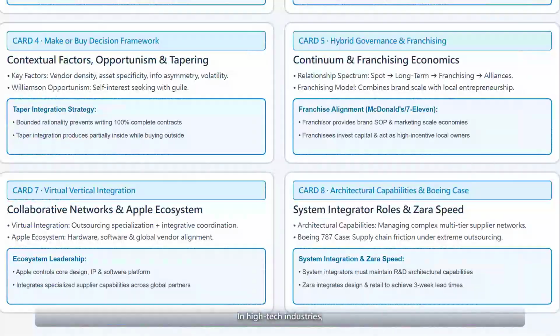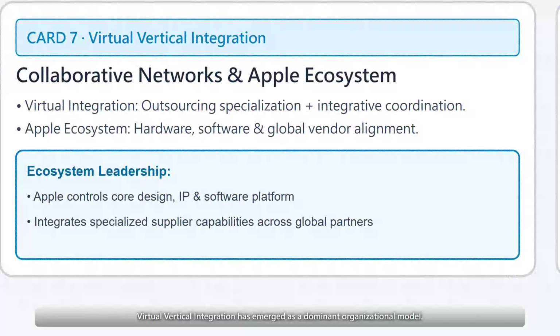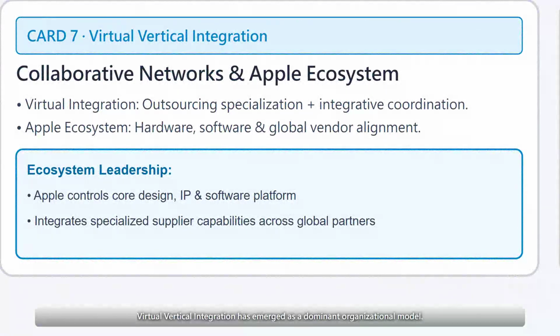In high-tech industries, virtual vertical integration has emerged as a dominant organizational model. Enterprise ecosystems combine the specialization benefits of outsourcing with the coordination benefits of vertical integration. Consider Apple's hardware and software ecosystem. Apple tightly controls product design, operating systems, user experience, and key intellectual property, while coordinating a global network of specialized component suppliers and contract manufacturers to deliver seamless product integration.